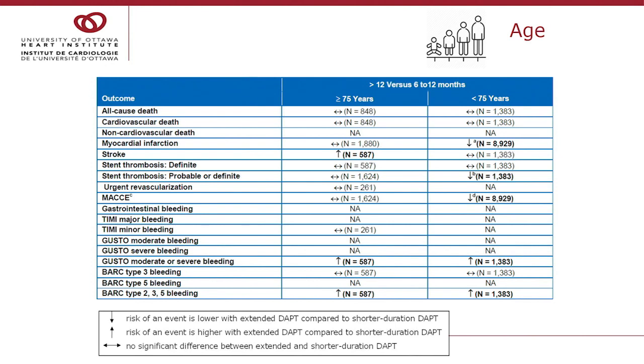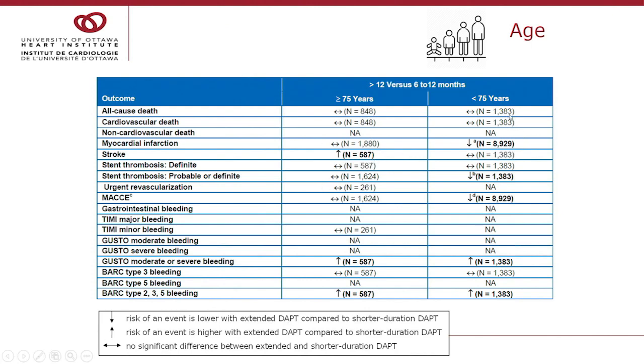In terms of age, if you take a look at those over the age of 75, with extended DAPT, you're going to get an increase of stroke. You're going to get an increase of bleeding as given by the Gusto definition and the BARC 2, 3, 5 bleeding definition. So there's a losing situation here. You potentially have a harm, and you have a harmful non-benefit.